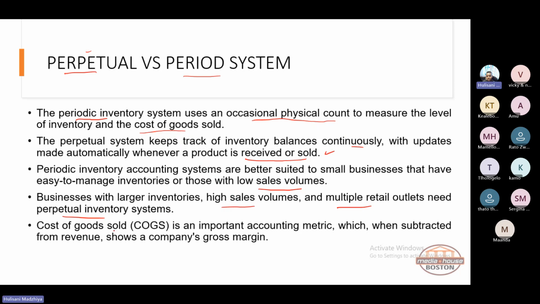So here it says that cost of goods sold is an important accounting metric, which when subtracted from revenue shows the company's gross margin, which is the gross profit margin. So with these two, perpetual and periodic, we've got methods. We've got FIFO and we've got the weighted average method, and some others, they also have got something called LIFO.